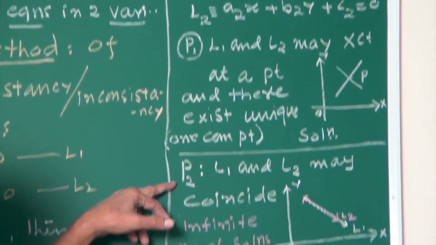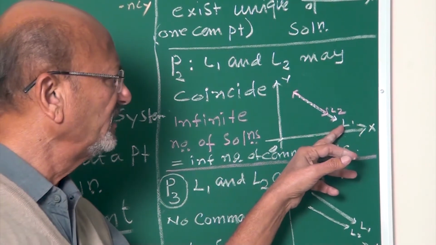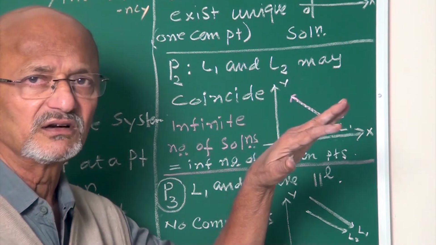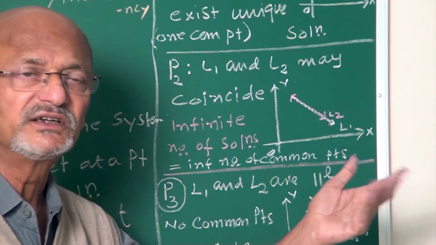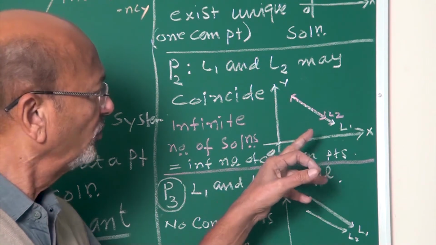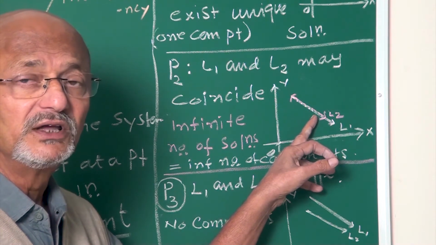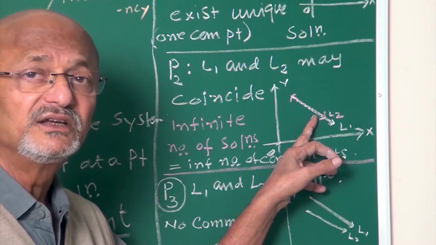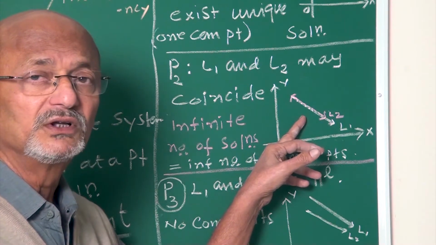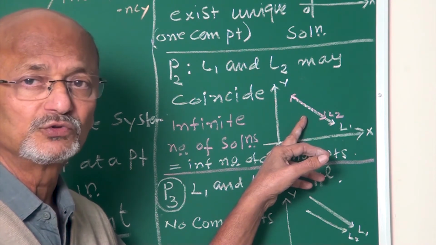Second possibility: the lines L1 and L2 may coincide. This is the line L1, and the other line may overlap, may lie on the other line. It is called coincident. In this case, the lines are coincident, and you observe that both have an infinite number of common points. A point which lies on the line is a solution of the equation. So an infinite number of common points indicates there exist infinite number of solutions.